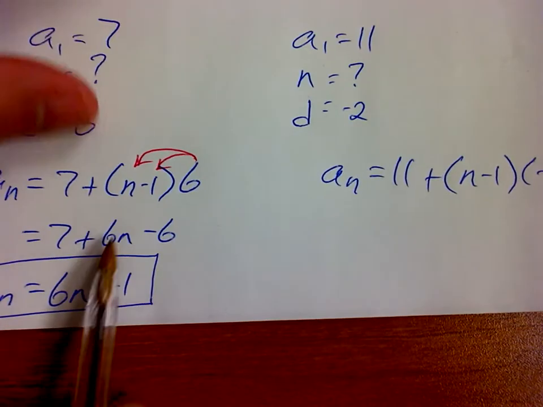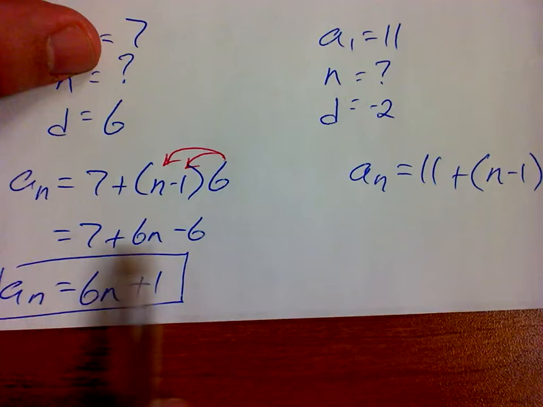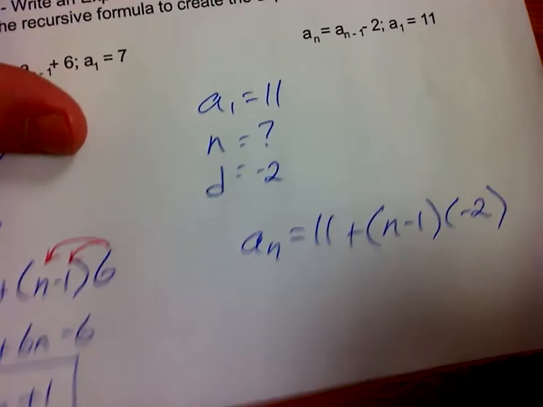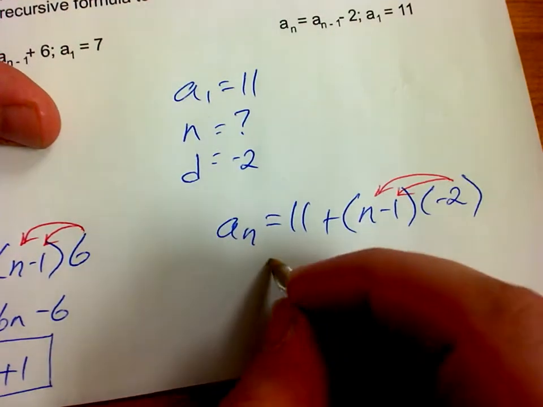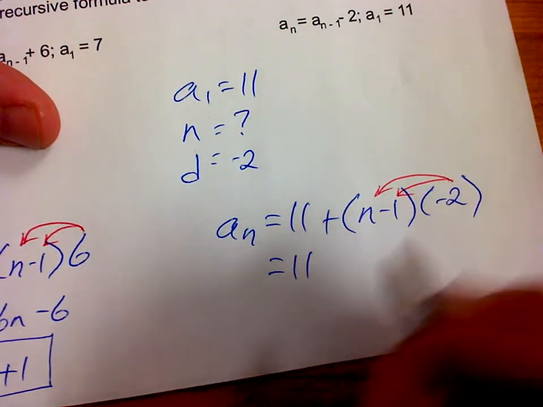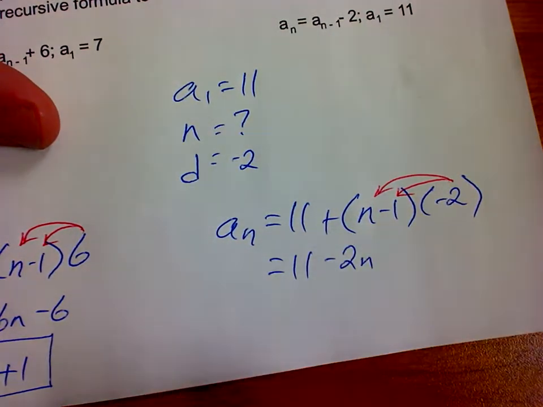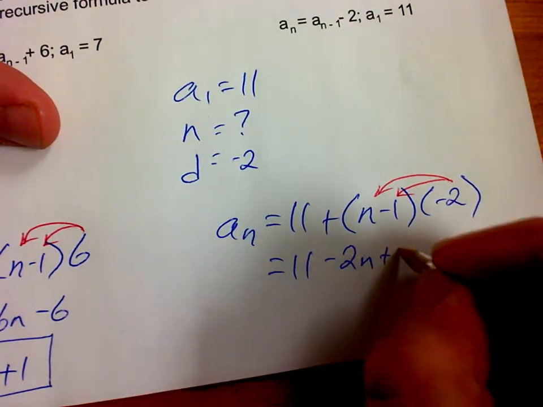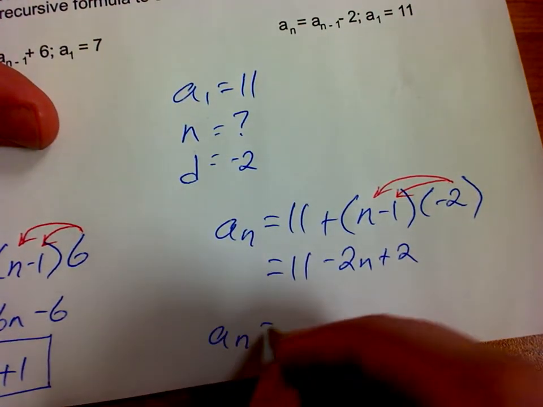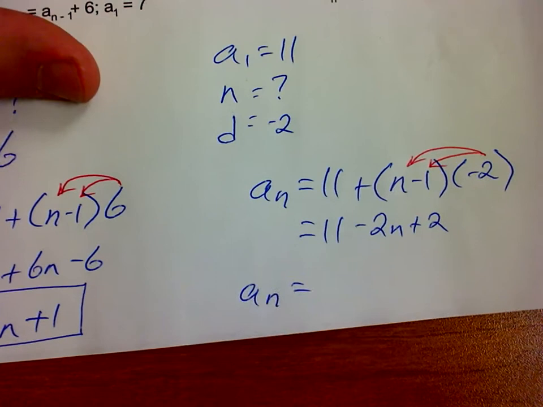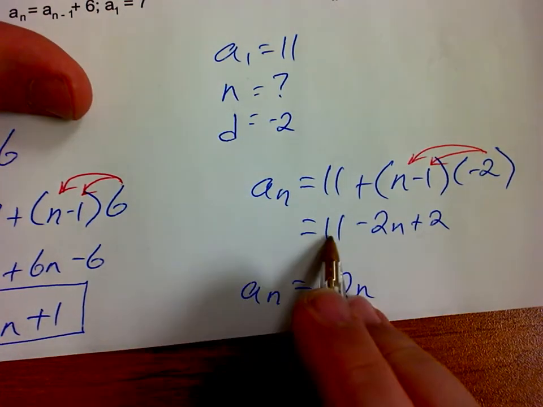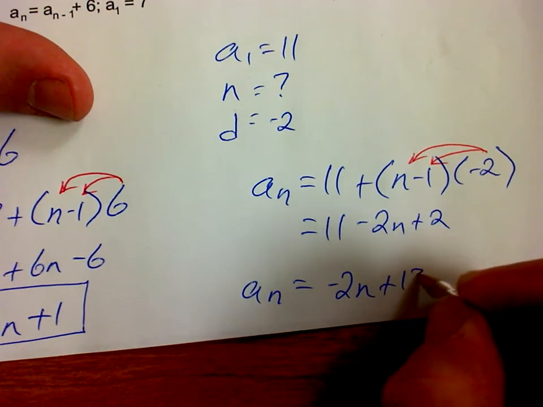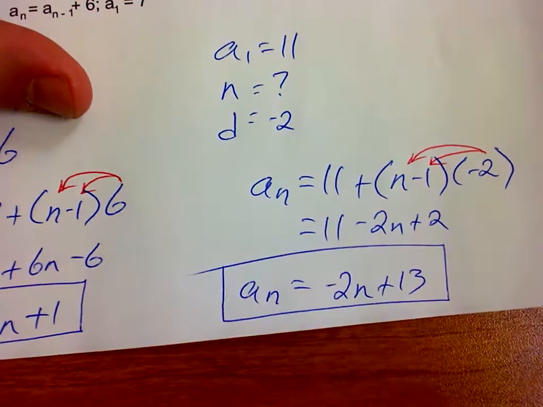And we're going to follow the same process we did over here. Distribute and evaluate. So let's distribute the negative 2 throughout the entire set of parentheses. It'll leave us with 11. Negative 2 times n is negative 2n. Negative 2 times negative 1 is a positive 2. Combine like terms. Negative 2n doesn't have anything else to combine with, so we'll leave it as negative 2n. 11 plus 2 gives us 13.